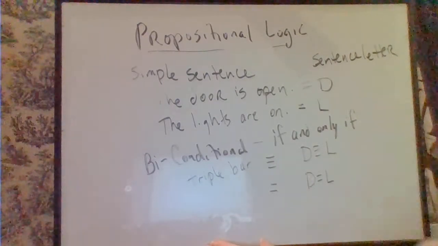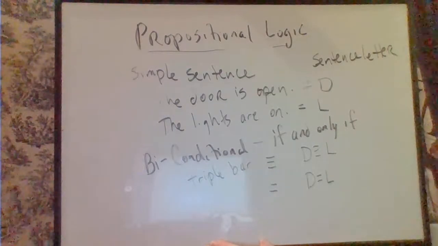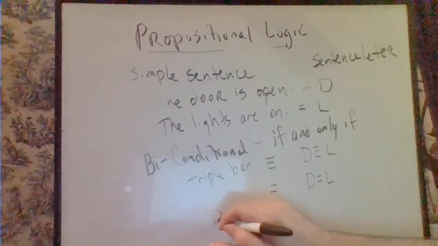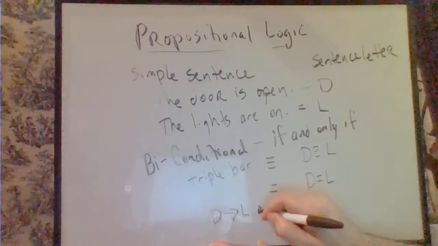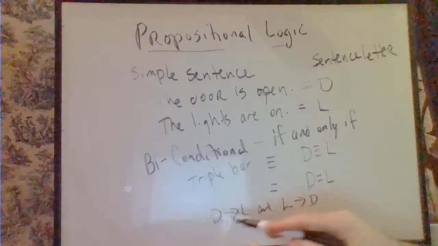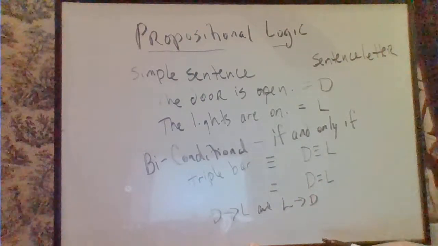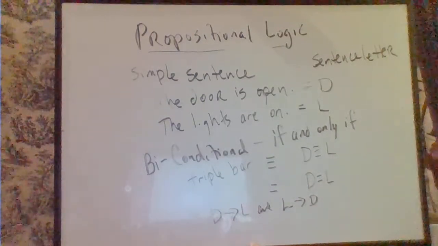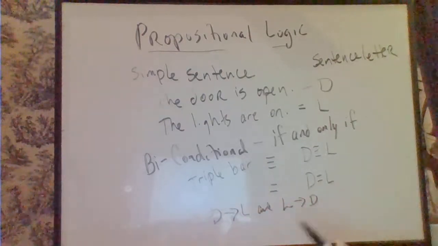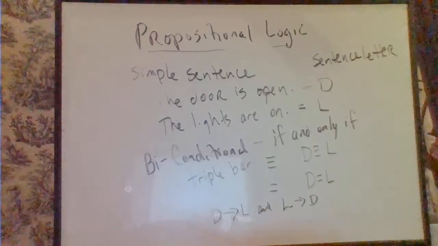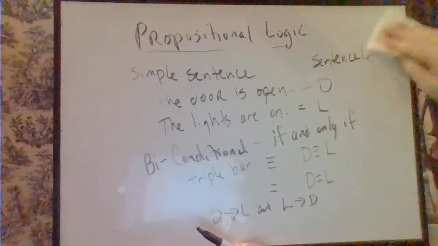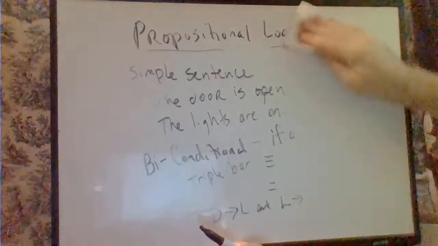Okay? So that's if and only if. Basically, this is the same as saying if D, then L, and if L, then D. Okay, a conditional that goes both directions. It's just a shorter, easier way of doing it. All right. So those are the basic symbols that we'll use along with the sentence letters to translate in propositional logic.